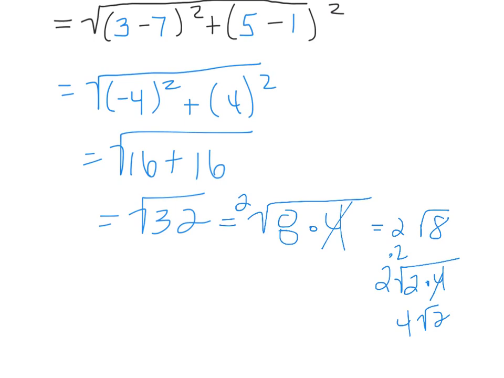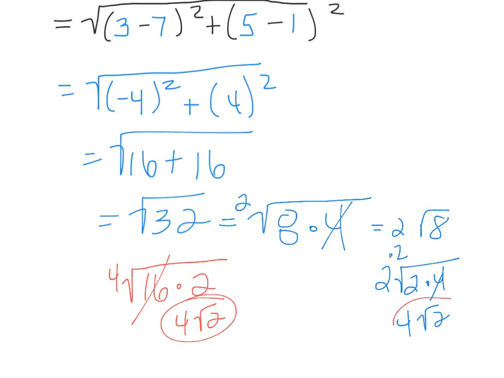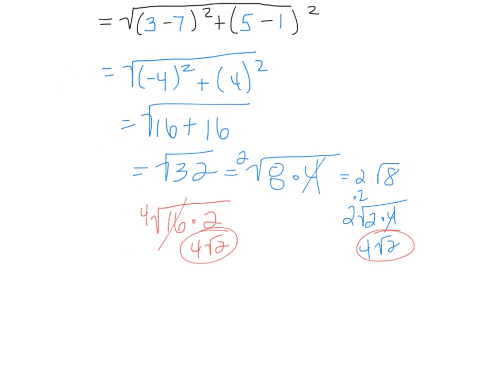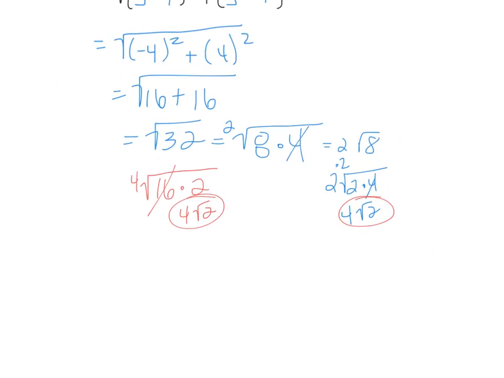What's another way I could break up 32? 16 and 2. Agreed? What is the square root of 16? 4. So 4 comes outside, and my answer is 4 root 2. Did I get the same answer? I used different factors. That's okay. You just have to make sure that you simplify completely. Does that make sense?